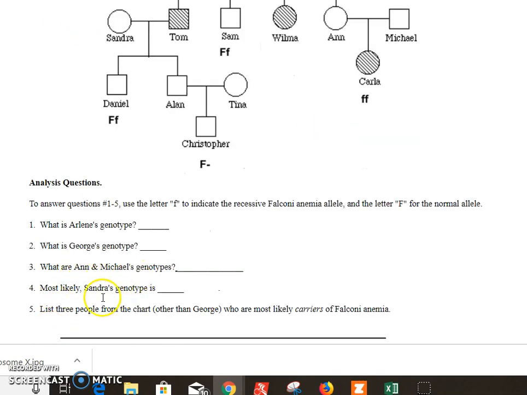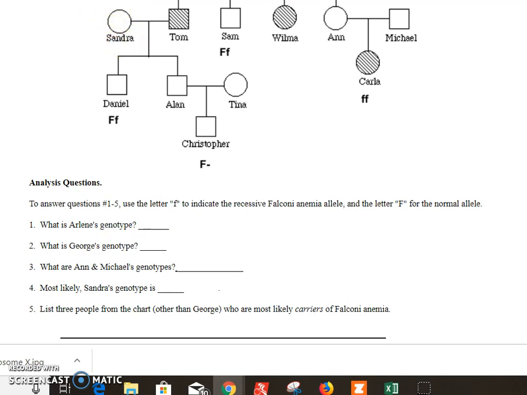The next question says most likely, and that's an important caveat here, most likely Sandra's genotype is homozygous dominant, capital F, because if you look at Sandra up here, Sandra and Tom, Tom is affected, but none of their children are. They have 2 children, neither of their children or even grandchildren are affected by this. So in all likelihood, Sandra would be homozygous dominant.